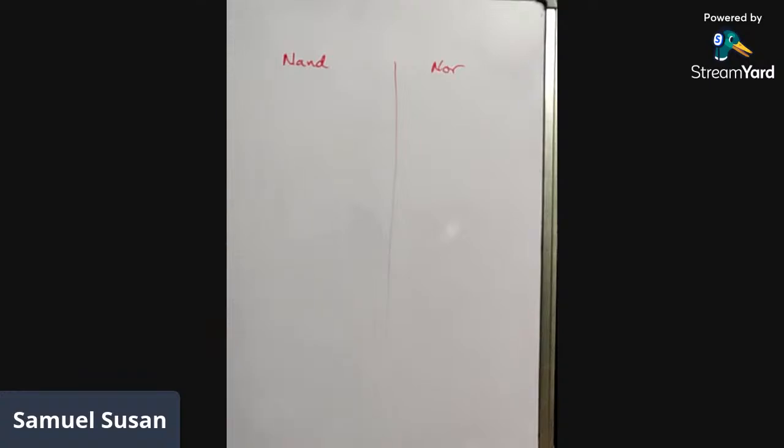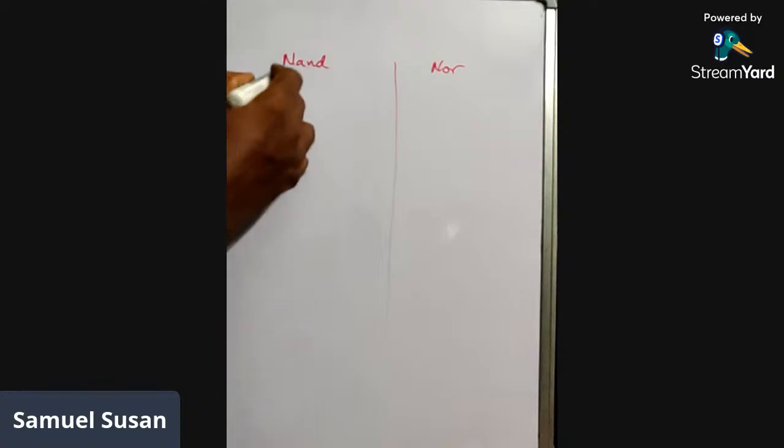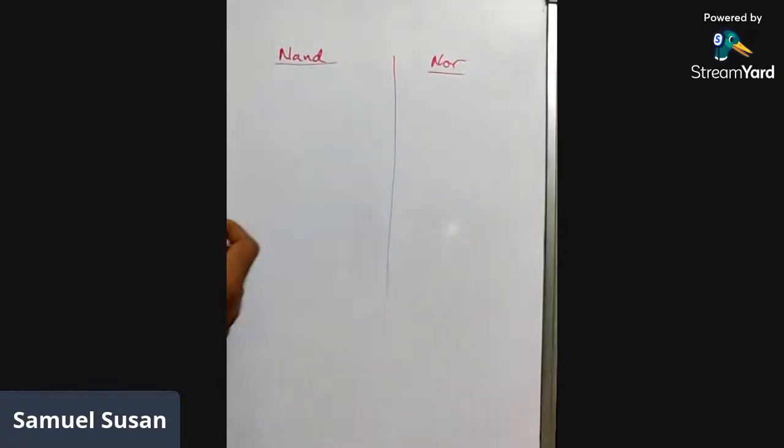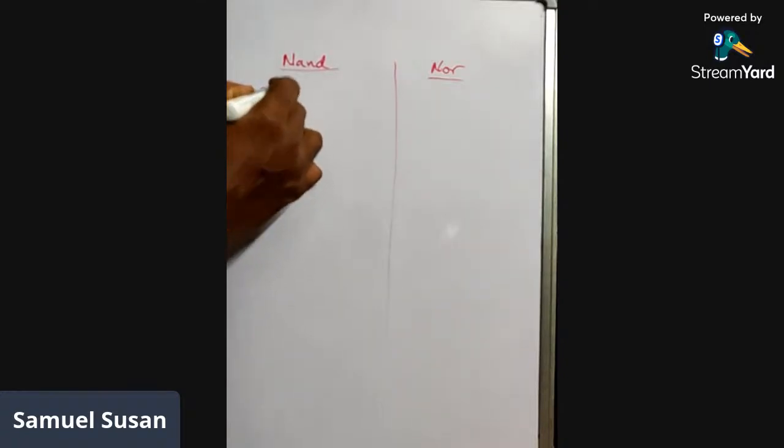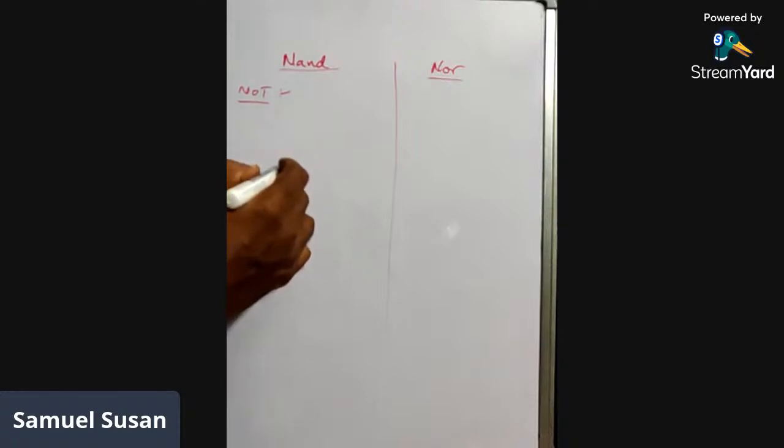So NAND and NOR are called universal gates because using these gates you can implement any other gate. So basically, if you have only NAND or NOR gates, you can create any circuit. If you want to implement a NOT gate using a NAND gate first, I'm writing it on the board here.